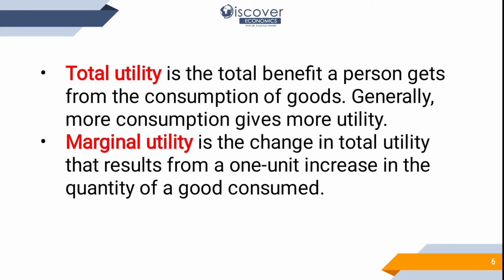Now what is the total utility? Total will be 10 plus 8, which is 18. Then 18 plus 6 will be the next utility. It means total utility will be increasing, but marginal utility is falling with the consumption of every new glass of juice.